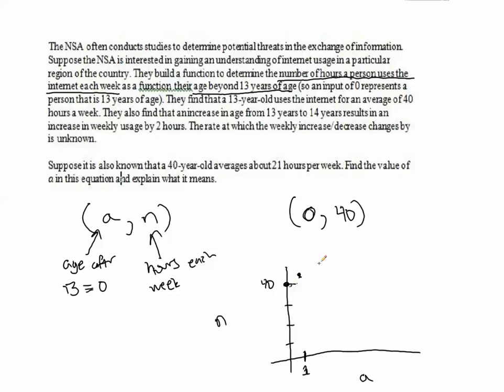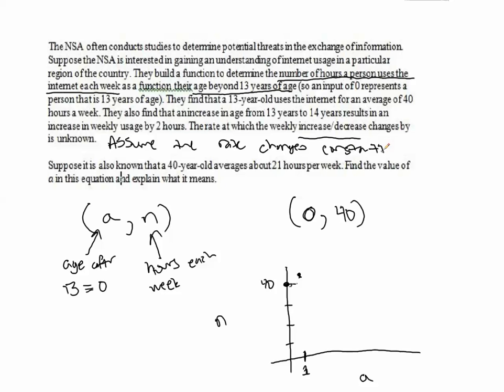And I'm not going to connect them because if I do, I don't want to imply that this is necessarily a straight line. The rate at which the weekly increase-decrease changes by is unknown. The increase from A equals 0 to A equals 1 was 2, but this is arguing that the increase is not the same. So the best that we can do, and maybe this should have been a little bit more explicit, is assume that the rate at which the slopes change is constant. I probably should have put that in the problem here: assume the rate changes constantly.